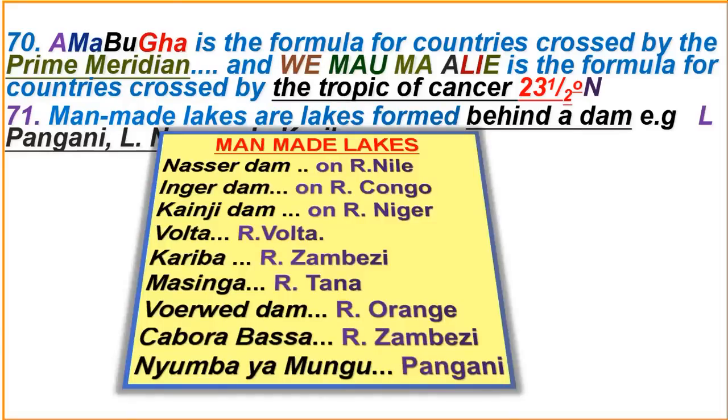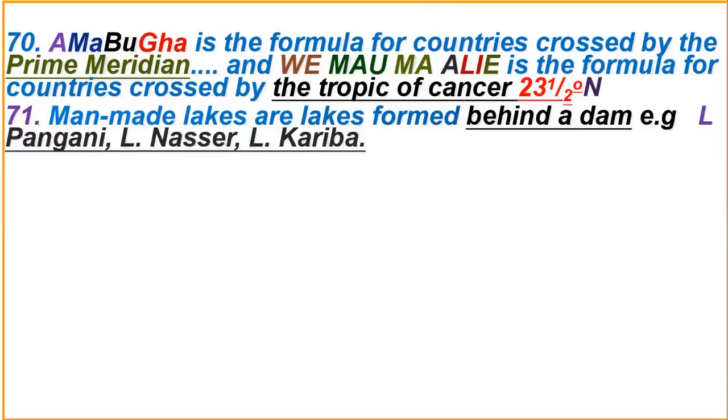Nasser dam, River Nile; Inga dam, River Congo; Kainji dam, River Niger; Volta, River Volta; Kariba, River Zambezi; Masinga, River Tana; Vaal dam, River Orange; Cahora Bassa, River Zambezi; Nyumba ya Mungu, Pangani; are the man-made lakes in Africa.